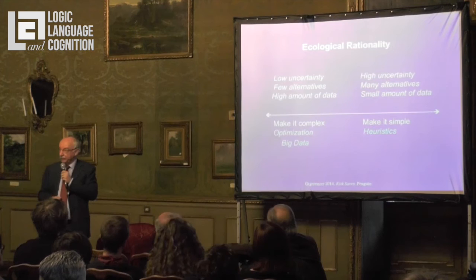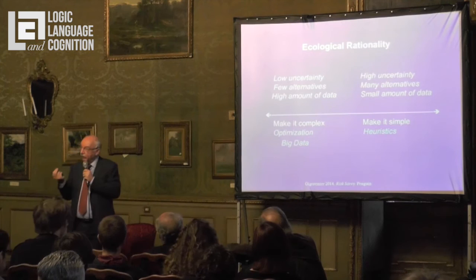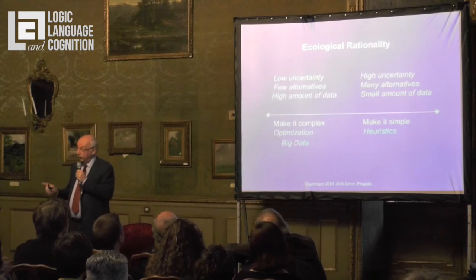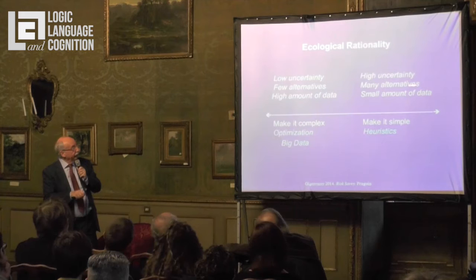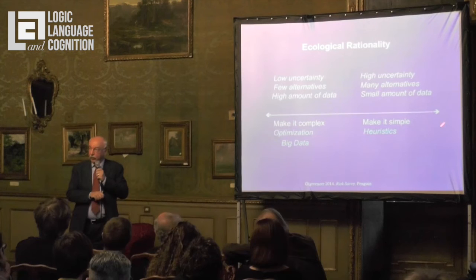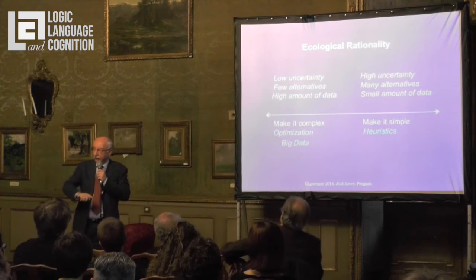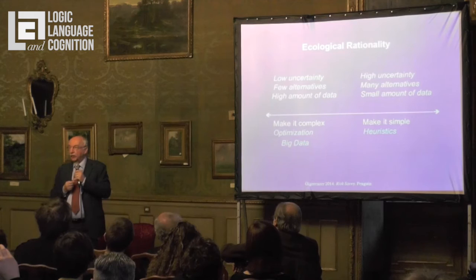But if you deal with problems of that kind, you need a different class of tools. So that is, if there is high uncertainty, as in the stock market, if you have many alternatives and relatively small amounts of data, then make it simple. That's the world of heuristics. This is now purely qualitative. Well, I'll get more into quantitative. You can do now the following simple quantitative simulation.